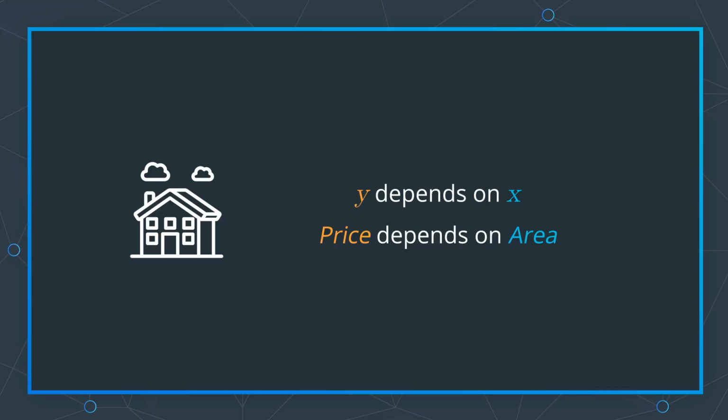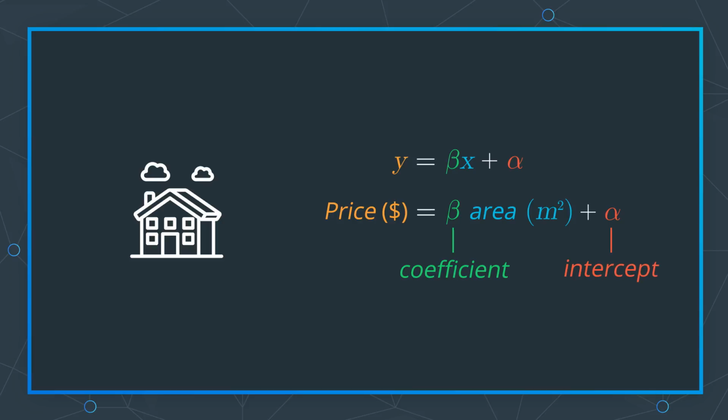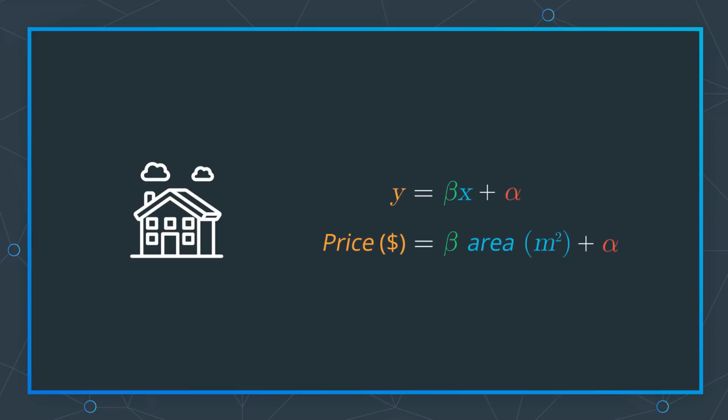So we may find data on the area covered by each house as well as its price. We want to find a coefficient that we can multiply by the area, then add a constant term which we refer to as the intercept. This is the equation for a straight line. Fortunately, we don't have to guess the best values for the coefficient and intercept.